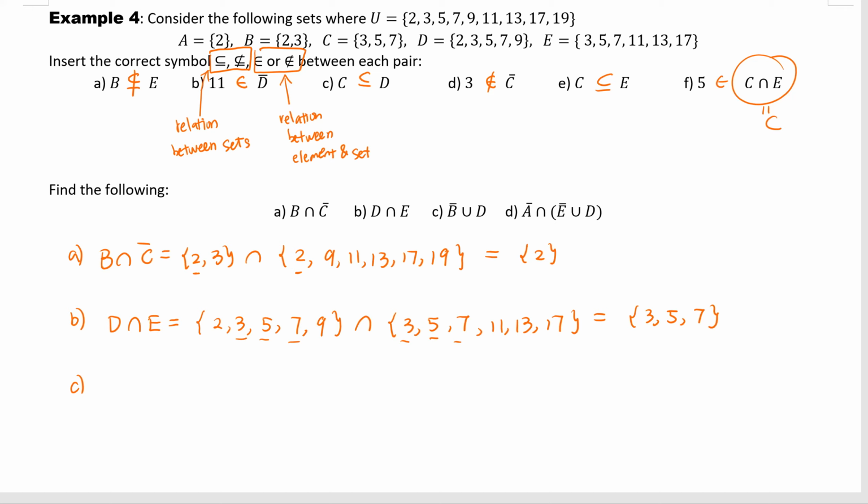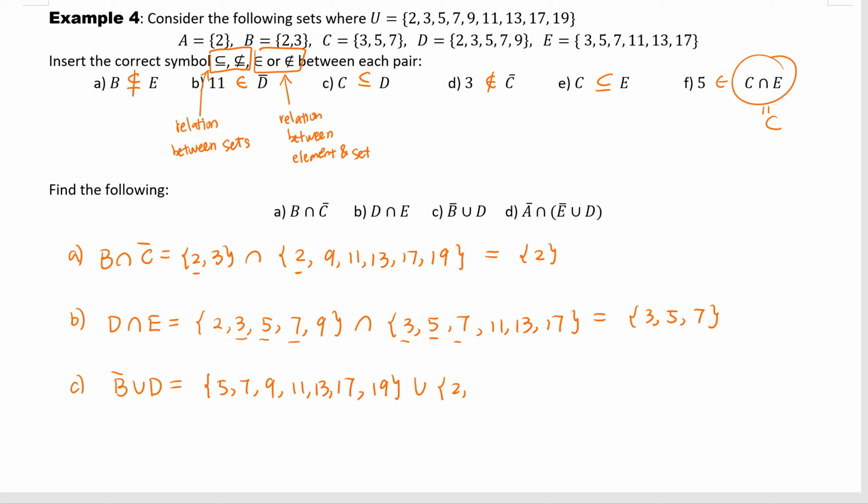Okay, part C. B complement union D. B complement are the elements that are not in B. So let's go through the list of the U. 2 is in B, then not in the B complement. 3 is in B, not in the complement. Then you can see all the numbers after 5 are in the B complement.